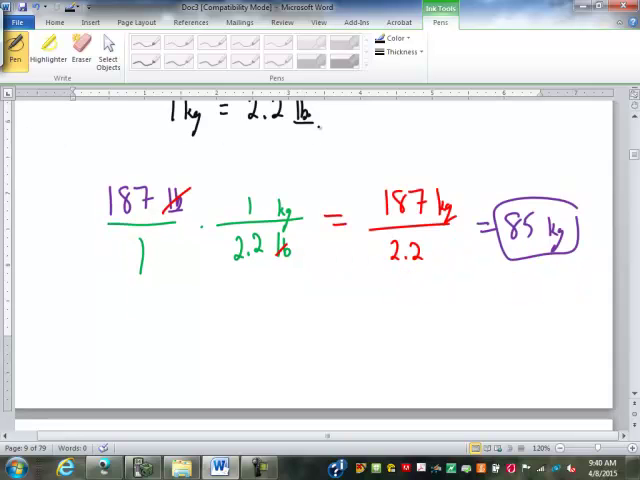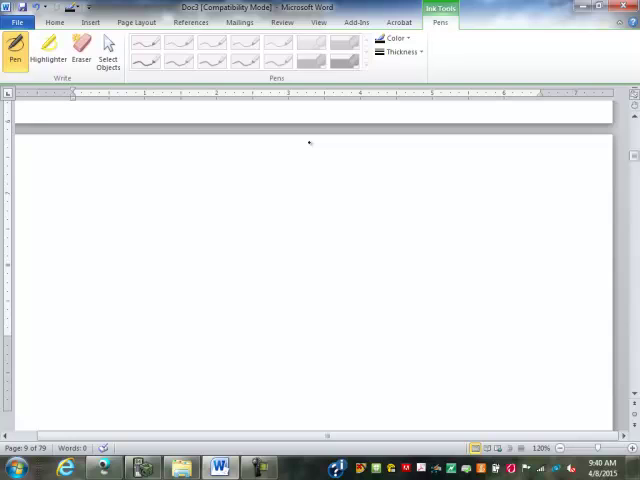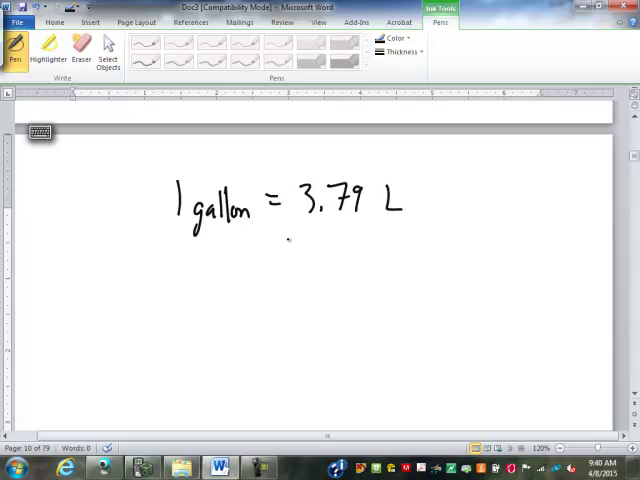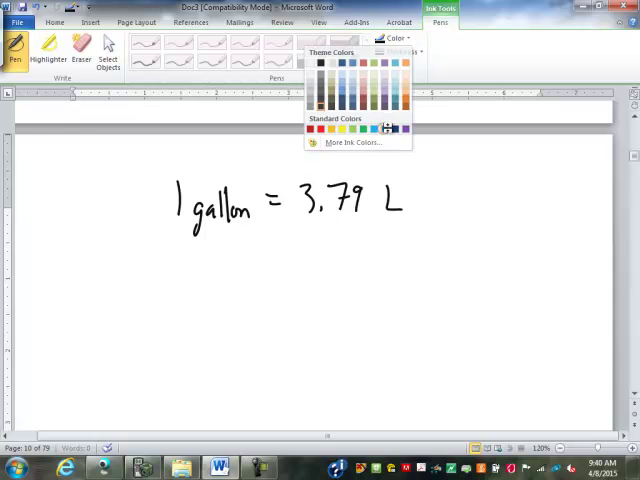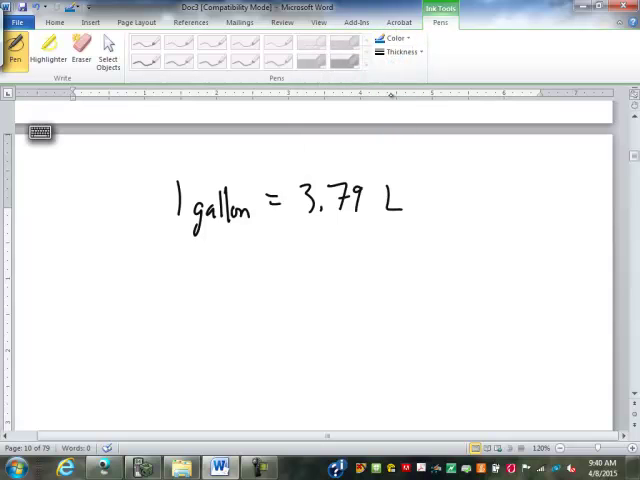For capacity, 1 gallon. I believe this textbook uses 3.79 liters for 1 gallon. I've always used 3.785, but that's close enough. So we'll use 3.79 because that's what the book uses.